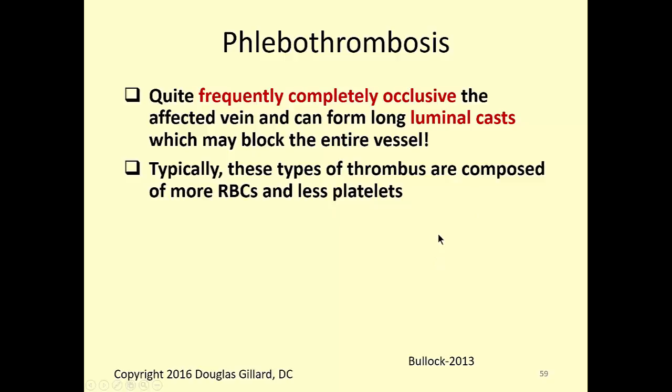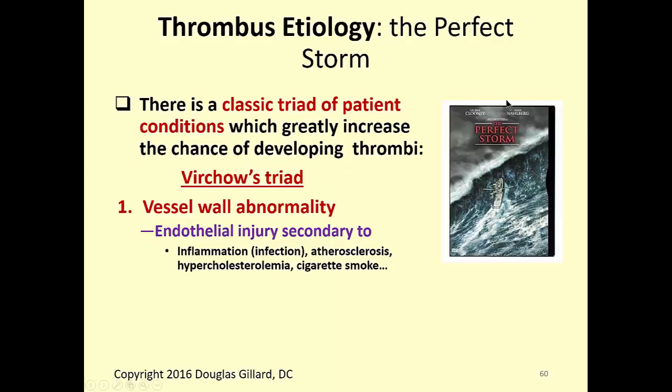Typically, these types of thrombus are composed more of red blood cells and less of platelets. So here's a good board one right here: the etiology of thrombus formation, the Perfect Storm. Great movie, by the way. Sad, though. There's a classic triad of patient conditions which greatly increase the chance of developing thrombi. What's the difference between thrombi and thrombus? Thrombi is plural, thrombus singular. Know this word, Virchow's triad. If a patient has Virchow's triad, he's at great risk for DVT.